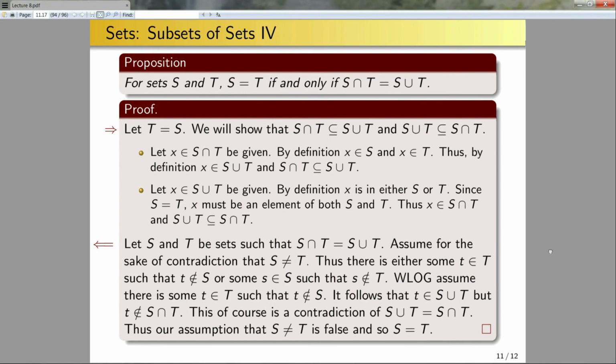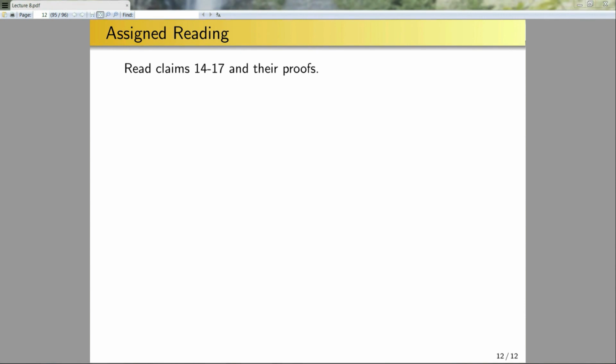Okay, so now for assigned reading. I want you to read claims 14 through 17 in the text with a focus on their proofs. Now, in your homework, you can freely use any of the properties in these claims. So you should commit to memory these properties outlined in claims 14 through 17. And in addition, knowledge of the proofs for claims 14 through 17 can help you to prove other propositions that I might ask you to prove on, say, an assignment, a midterm, or a final. So these are very good practice problems with proofs, and I highly suggest you do this assigned reading.